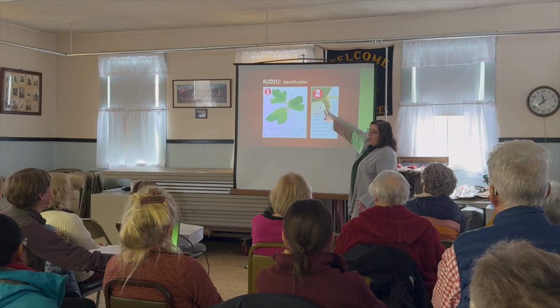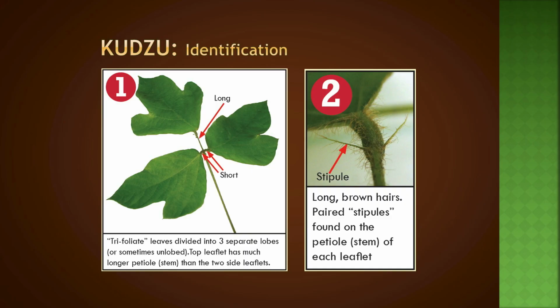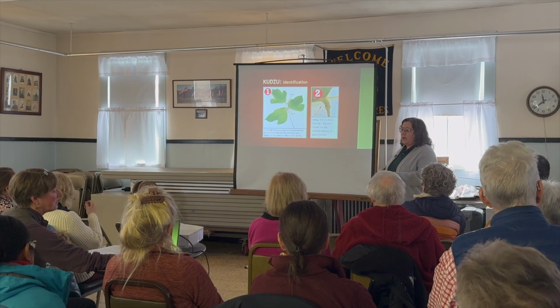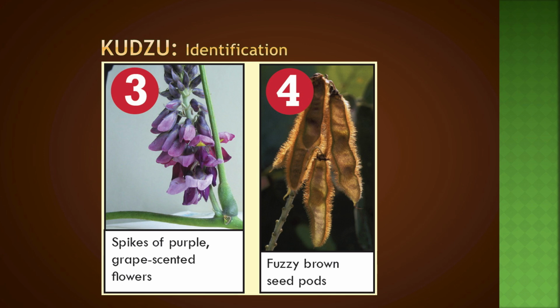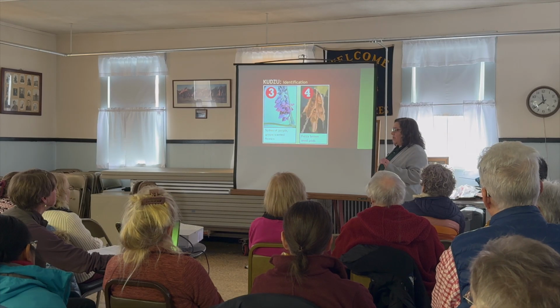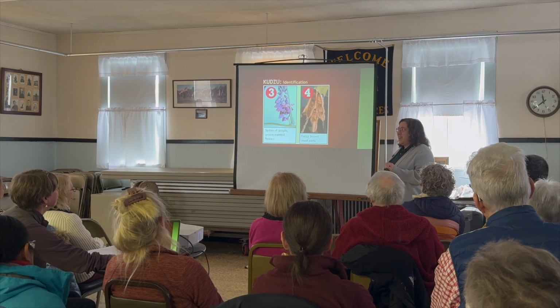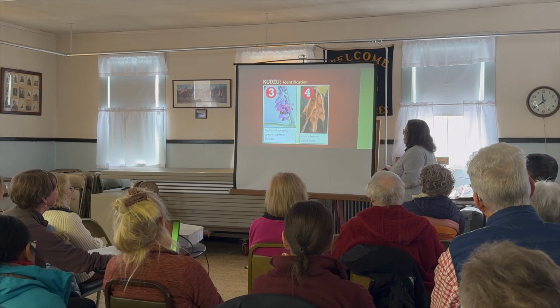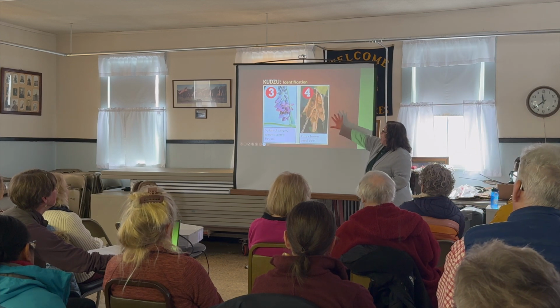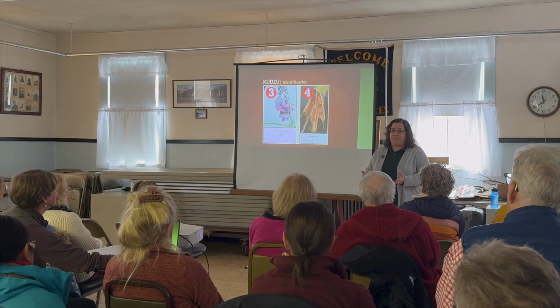You can also look for, again, stipules, like with multiflora rose. They're long and they have brown hairs all over them. Sometimes you'll see the whole kudzu stem has noticeably rusty brown hairs on it. When it flowers, you get these spikes of purple grape-scented flowers. I'm not kidding. It smells like grape soda. It's really weird. I actually found an infestation down in Sandwich by smelling the flowers and searching where the plants were. And then it produces these fuzzy brown seed pods that look like beans.